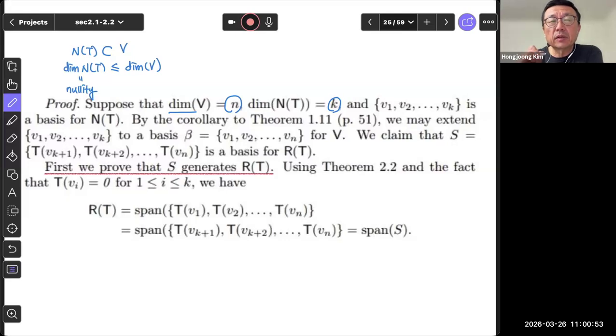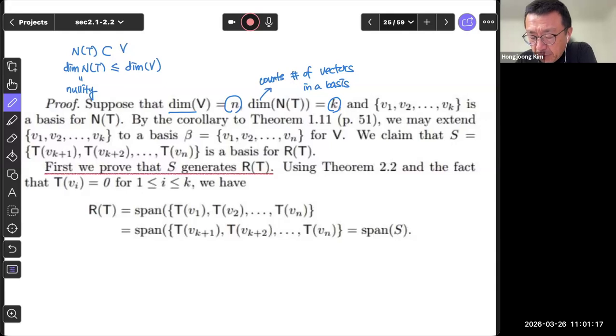Dimension counts the number of vectors in a basis, right? Dimension counts the number of vectors in a basis for the given space. So given this N of T, the null space, suppose that the dimension of the null space is k, meaning we can find some basis for the null space, and this basis will contain k vectors.